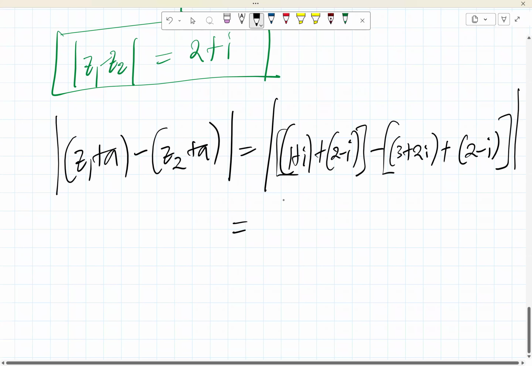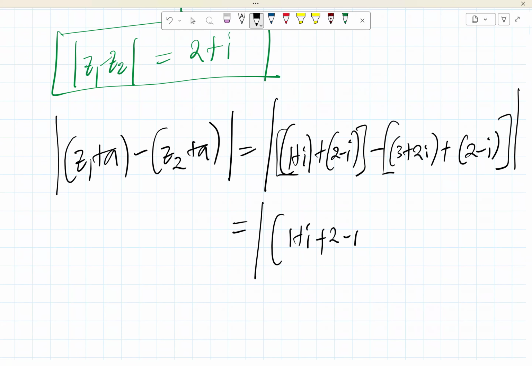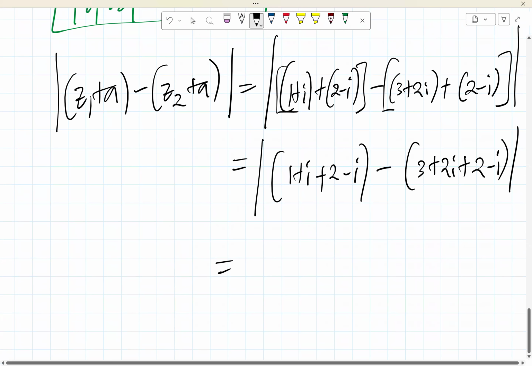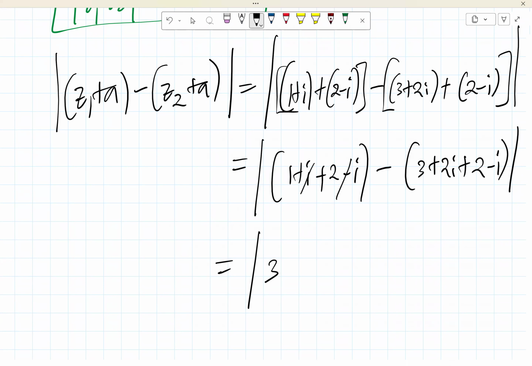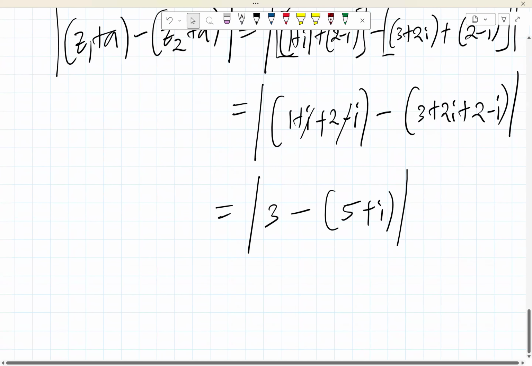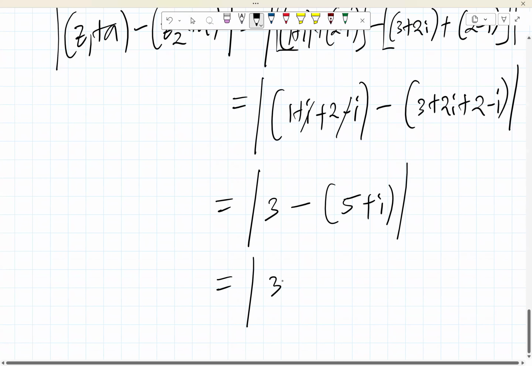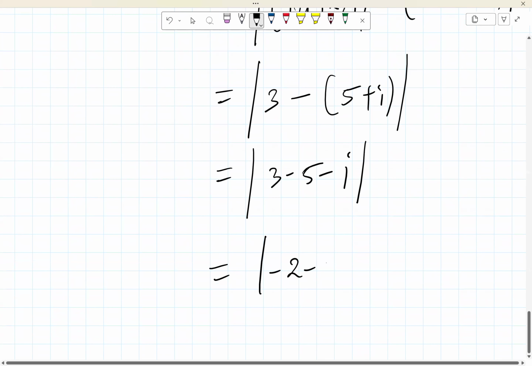So we try to tidy things up here. So we have the absolute value of 1 plus i plus 2 minus i minus 3 plus 2i plus 2 minus i. So this is equal to the absolute value of 1 plus 2, 3. i cancels i easily. Minus, inside there we have 3 plus 2, 5. 2i minus i, that's plus i. Okay. And then this is 3 minus 5 minus i. Then 3 minus 5 is minus 2 minus i.